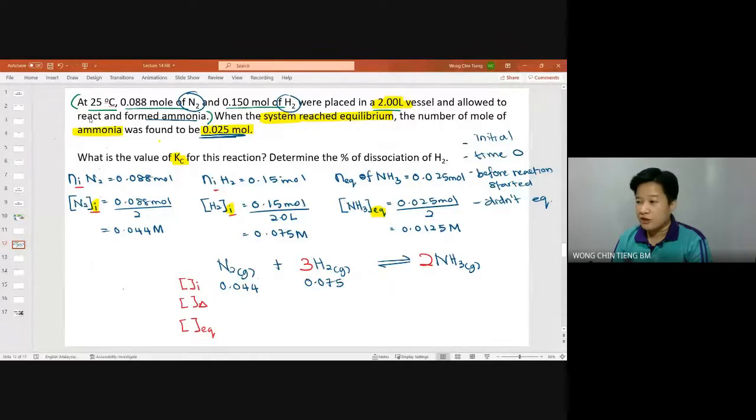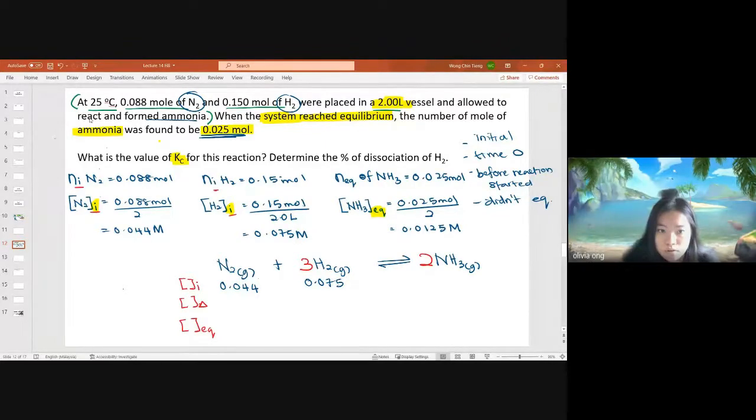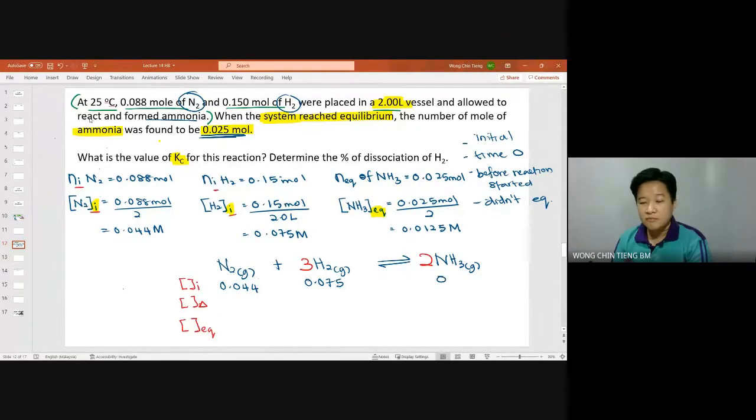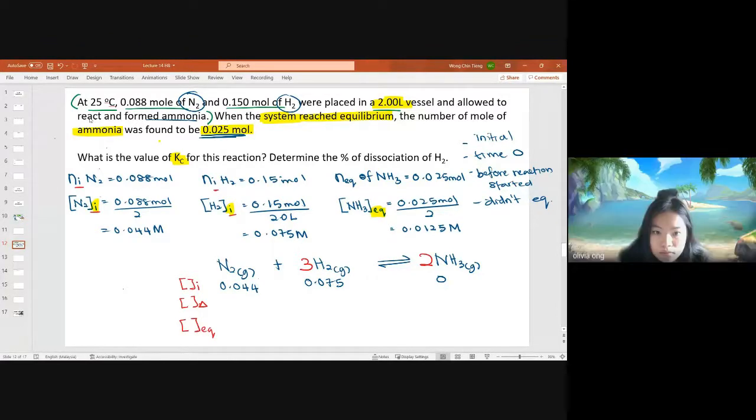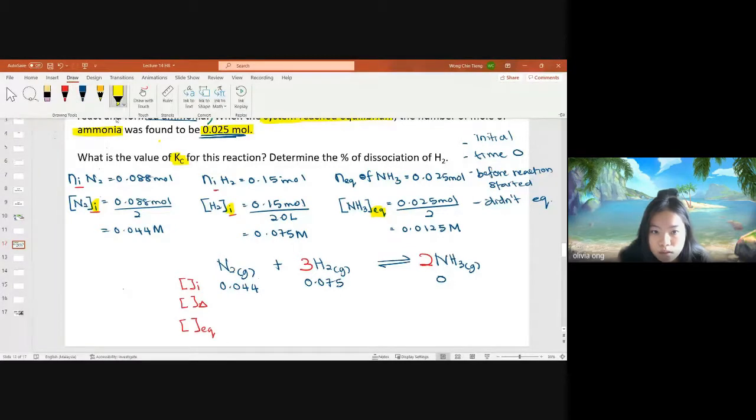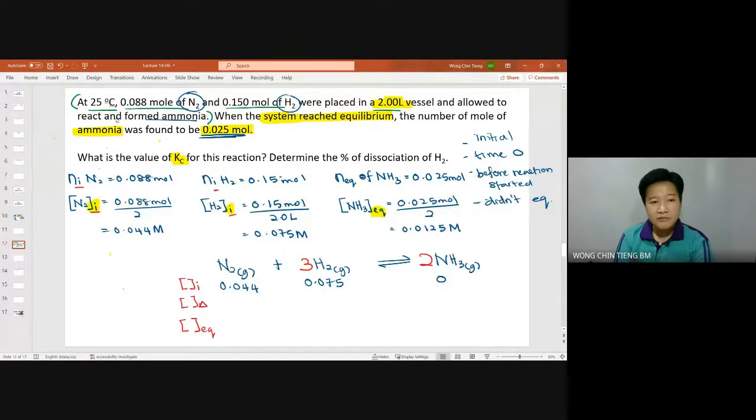What is the initial of ammonia? 0. Can I know why 0? Because the reaction hasn't started yet, so no product. Because at initial, that is my reactant. Your reactant needs to be in the beaker before your reaction started.